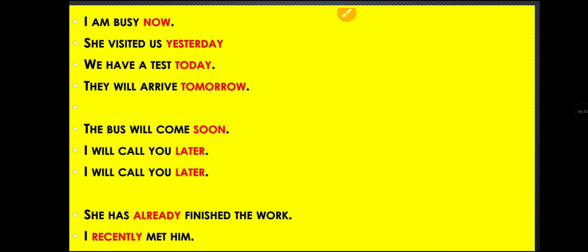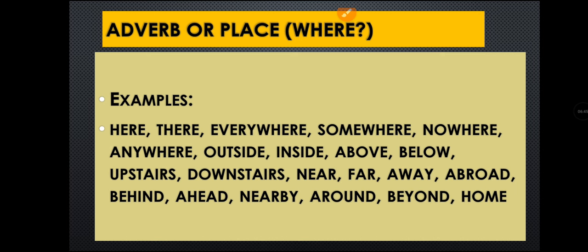So I hope you understand. Let's move to the next type of adverb. Just look at the screen. This is adverb of place. Now, what is adverb of place? Adverb of place is nothing but actions are happening in which place. Whatever the action that is happening or happened, where the action has happened. So these adverbs, they tell us about a particular place. They tell us about where actually the action happened.